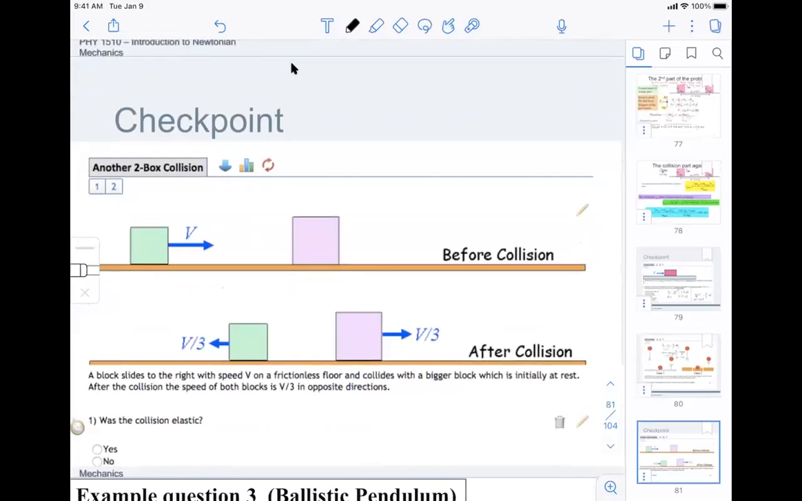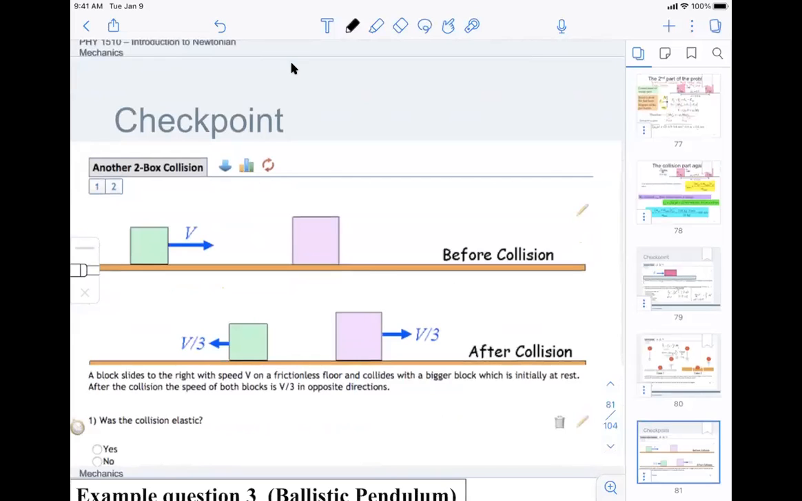Okay, so I have 2 blocks. You can see the before and after collision moments identified. Before collision, this green one is moving with velocity v. This one is at rest. After collision, this one bounces back and this one moves forward. Okay, so was the collision elastic?